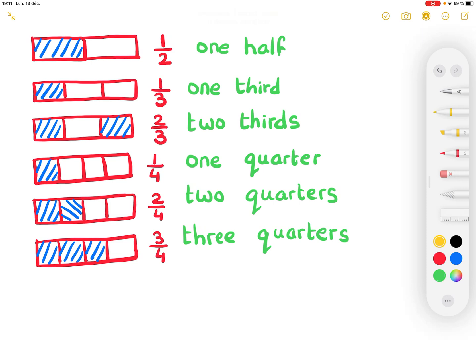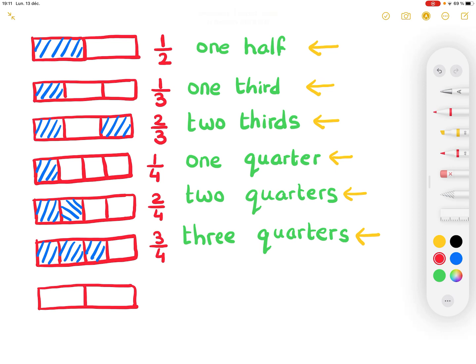So I have 1/2, 1/3, 2/3, 1/4, 2/4, 3/4. Now, let us see what happens if I have this.